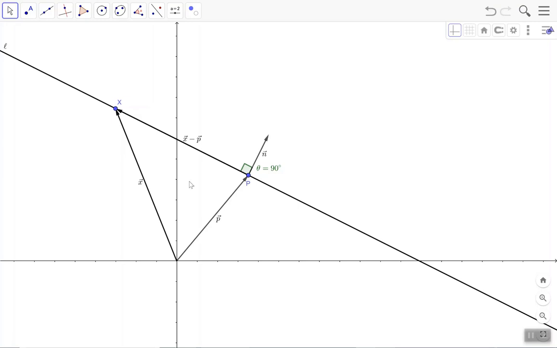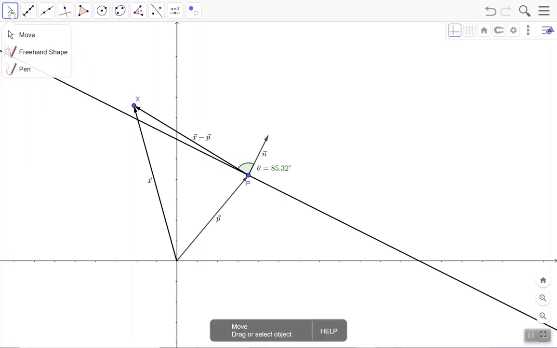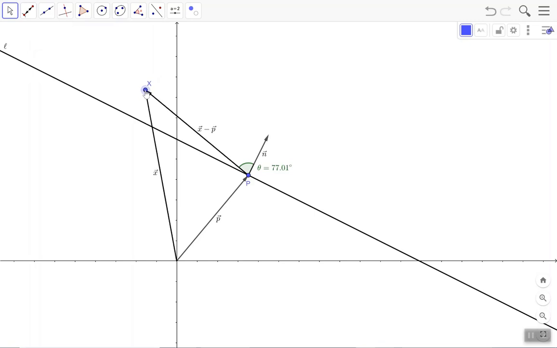The important thing to notice here is that this normal vector n is orthogonal to the vector x minus p. And it's always orthogonal when x is on my line. However, if I detach the point from the line, so if x is not on the line, then you'll see that the angle between x minus p and n is no longer 90 degrees.